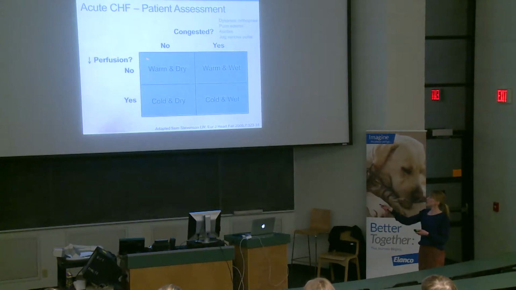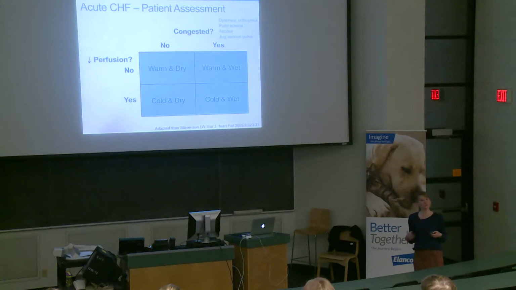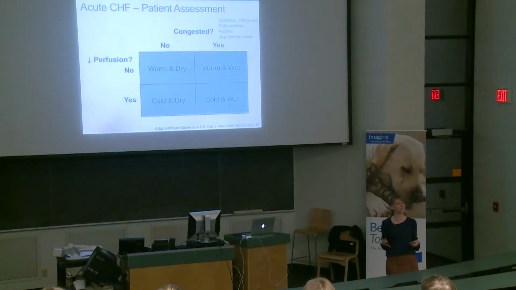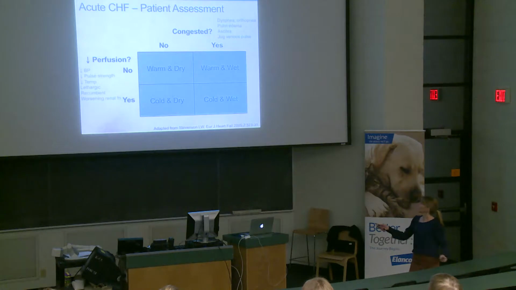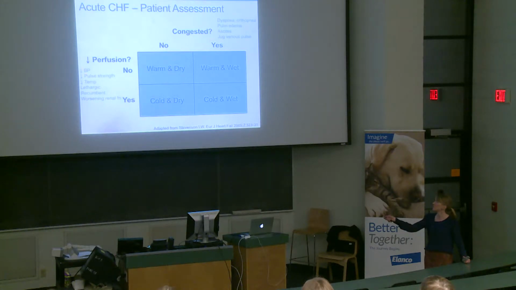We also simultaneously want to assess their perfusion status. So what are some things that we can look at to assess perfusion? We want to look at blood pressure, for instance. Are they hypotensive? Do they have a reduction in blood pressure? Or maybe even more simple than that, do they have a reduction in their palpable pulse strength? Are they hypothermic? Are they cold? Are they lethargic to the point of being recumbent? And do we have evidence of worsening renal function?